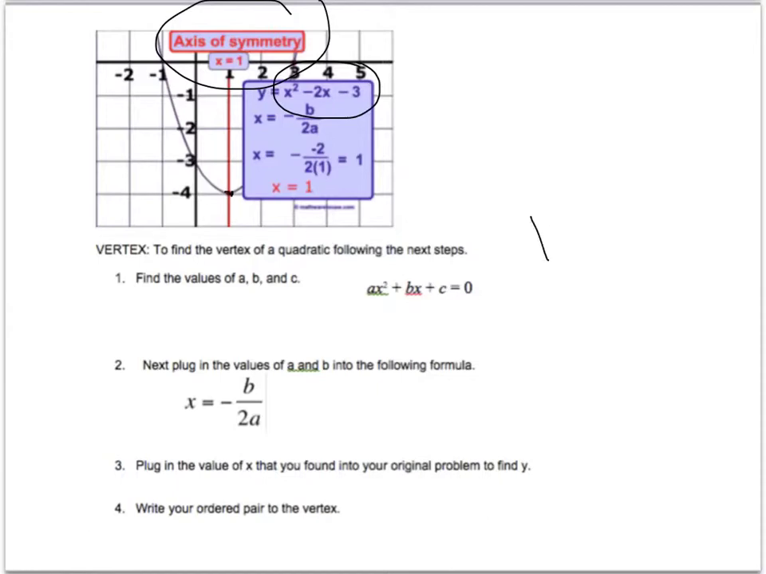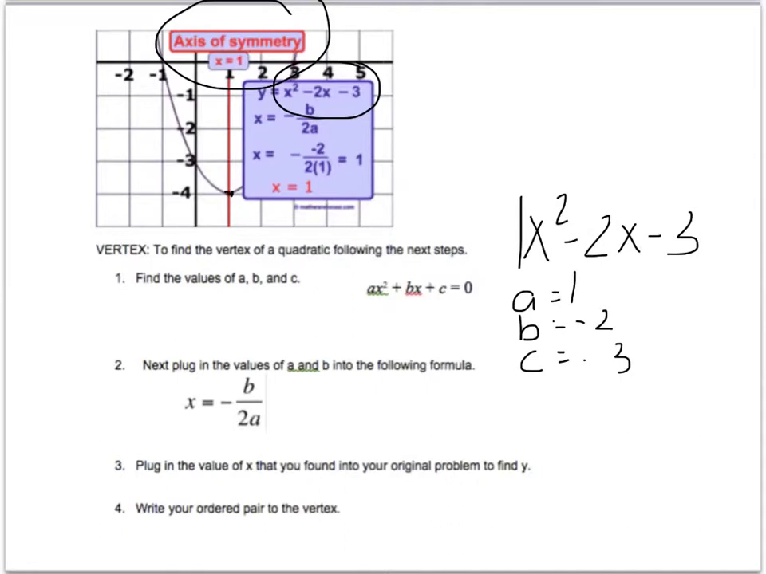So you have x squared minus 2x minus 3. So we need to figure out what the values of a, b, and c are. So a in this case is just going to be 1 because there's no number in front of x squared. B is negative 2, and then c is negative 3. So what you then do is you take two of those values, your a and your b, and you're going to plug it into the formula that I gave you in part 2.